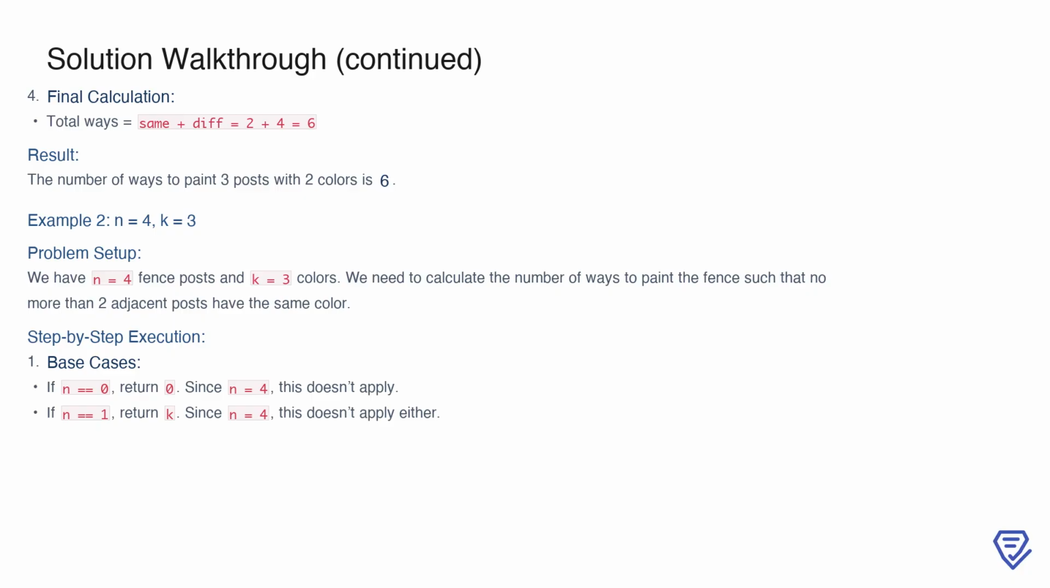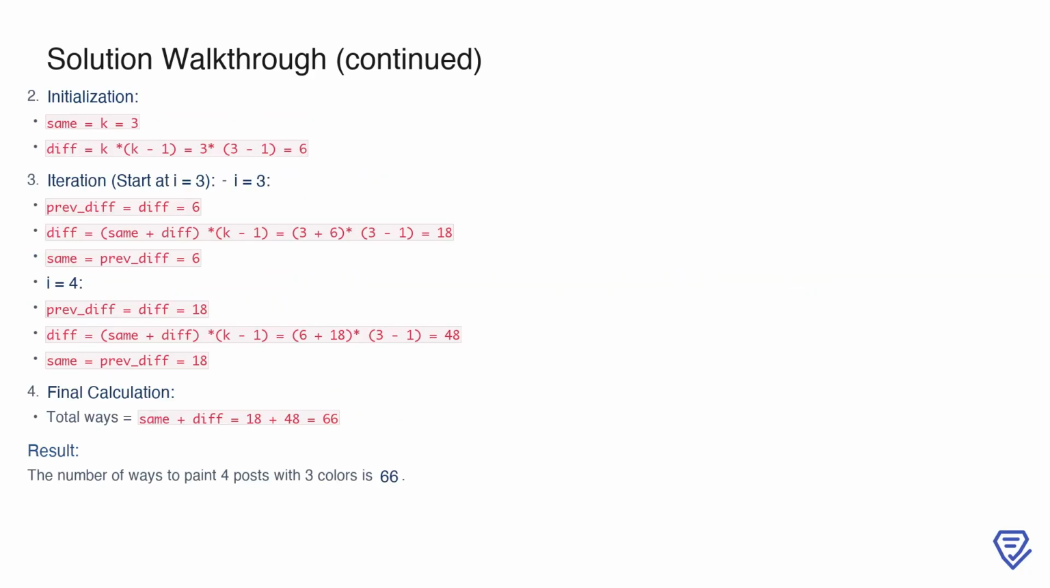Now, let's consider a new example where n is 4 and k is 3. With 4 fence posts and 3 colors, the base cases are checked again. If n is 0, the result is 0, and if n is 1, the result is k, which is 3. Since n is 4, these conditions do not apply here. We move to initialization. For n equal to 4 and k equal to 3, same is set to k, or 3, and diff is calculated as k multiplied by k minus 1, which evaluates to 6. The iteration begins at i equals 3.